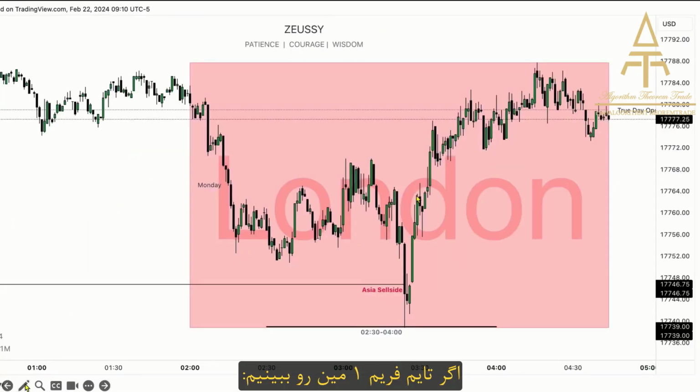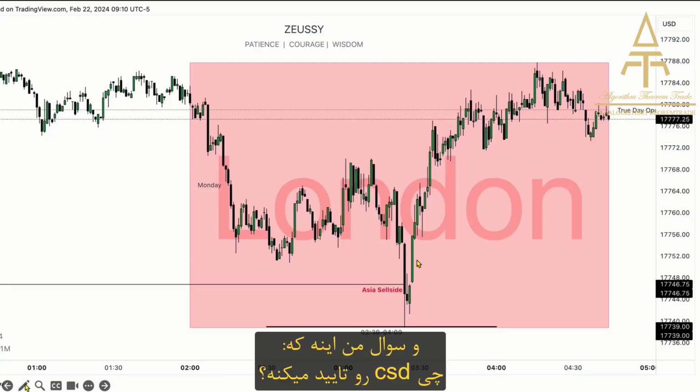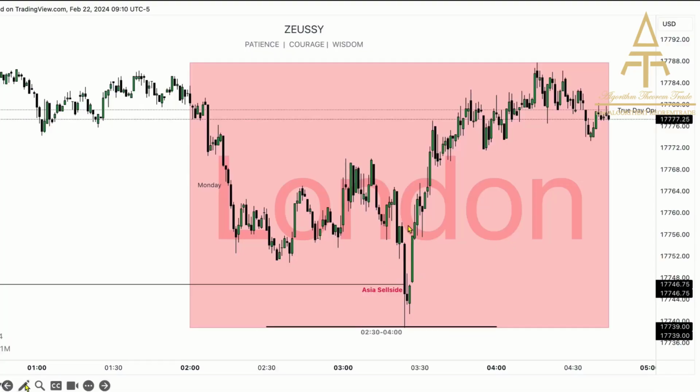If we take a look at the M1 time frame, we can see the following. Between 2:30 to 4, a consolidation occurred initially. Market went sideways. What's the function of this consolidation? It's engineering sell side liquidity above the Asia sell side. What then occurs is that the market purchases the sell side liquidity below these lows and below the Asia sell side, and then it reverts higher. Now my question to you is the following. What confirms the change in the state of delivery after we have purchased the Asia sell side?